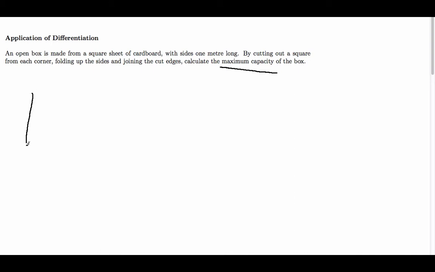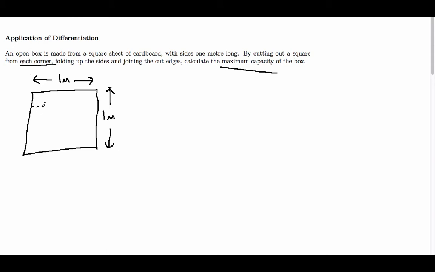So first thing we're going to do is draw out the situation. So we have a square piece of cardboard that is 1 meter by 1 meter. We are then told we cut out a corner. So we cut out all of the corners. And let's say each of these was x by x.